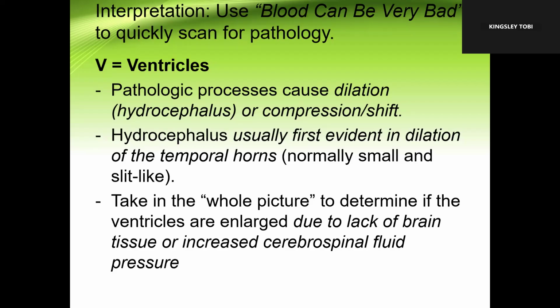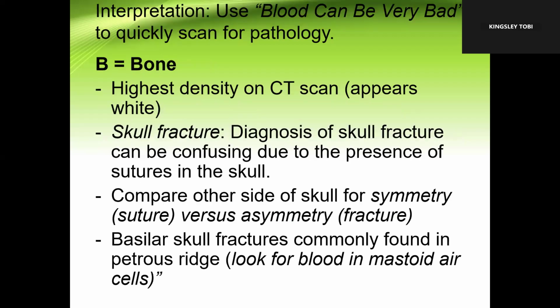Then you look at the ventricles themselves, and if they're enlarged, you may want to know whether they are enlarged uniformly, the lateral, third and fourth ventricles, or whether you have an obstructive picture where the fourth ventricle appears normal, but there's proximal dilatation of the lateral and the third ventricles. The last one to look at is the bone, which is the highest density. We told you it has about plus 1,000 Hounsfield units, okay? So it appears very white.